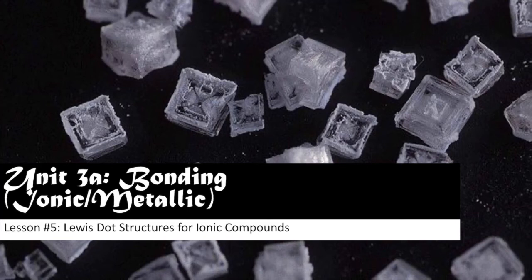Hello, welcome back. This is lesson 5 in our Unit 3A unit. Today's lesson is called Lewis dot structures for ionic compounds.